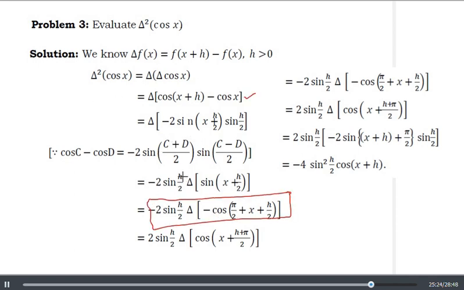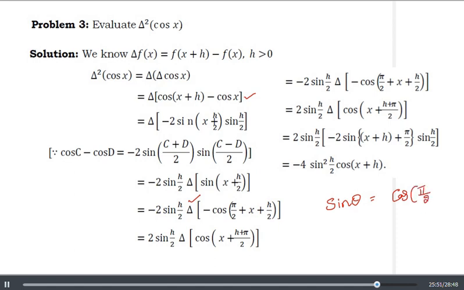So sine of h by 2 into 2 sine of h by 2 is there, and this is delta sine of x plus h by 2, right? Okay, they kept it as it is, they didn't apply any difference. Now for this one, we have sine theta, and I want to express it as cos of theta. Suppose I take cos of pi by 2 plus theta, what is cos of pi by 2 plus theta?